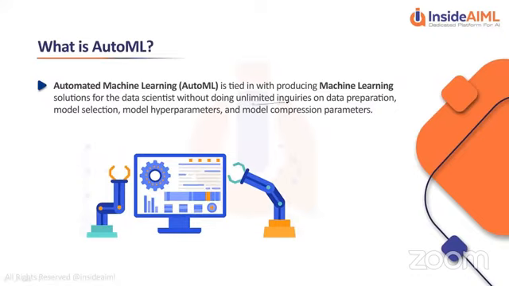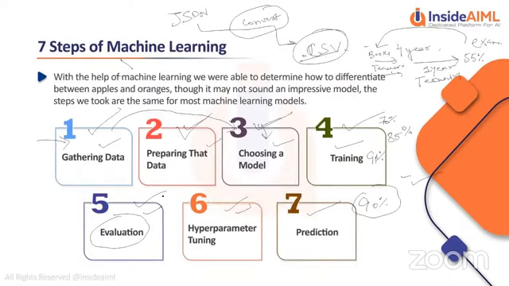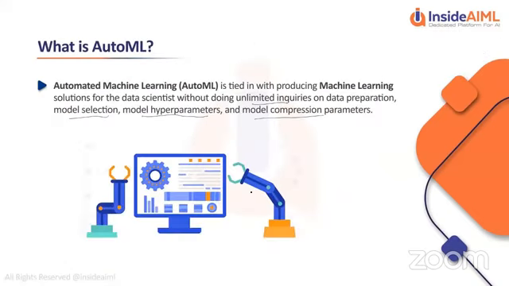neither we need unlimited queries, okay? Neither we need model selection, neither we need hyperparameter tuning, neither we need model compression parameters. Earlier, we needed to choose our model. It's we who needed to train our model. It's we who needed to test our model accuracy. It's we who made changes in the hyperparameters. I hope you remember that circle. Training, evaluation, hyperparameter tuning. Training, evaluation, hyperparameter tuning. So we were continuously doing that. And it was our job to choose a machine learning model. But with AutoML, model selection, hyperparameter tuning, and model compression will be done itself. We don't have to do anything.